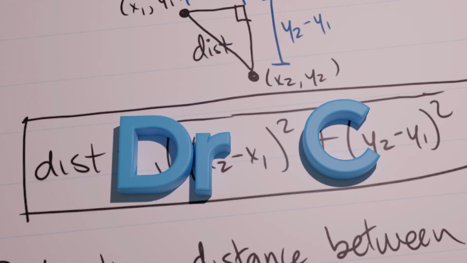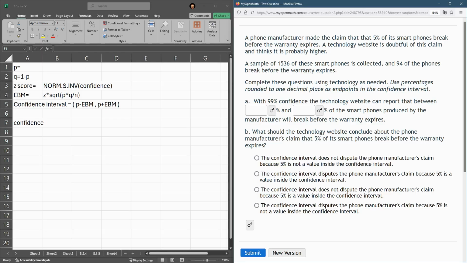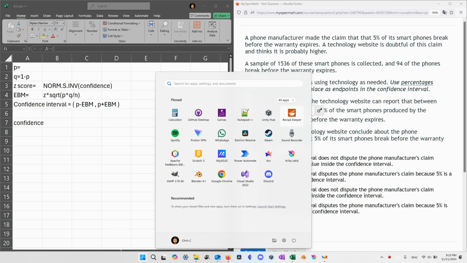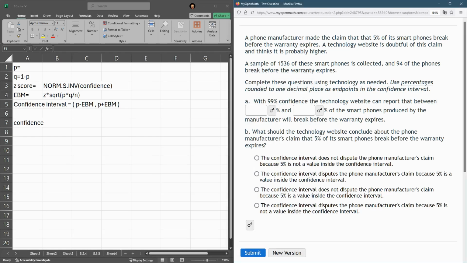In this question, we have to look at a claim of a manufacturer. This claim is a proportion or a percentage. This question is a little confusing because the 5% claim here is similar to the confidence because they're both percentages. So we need to be a little bit careful about not confusing the two. So they claim 5% of the phones break before the warranty expires.